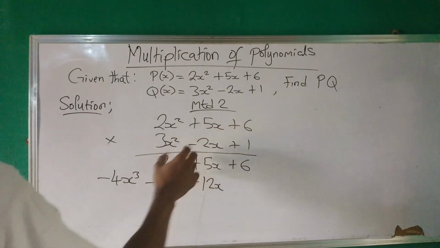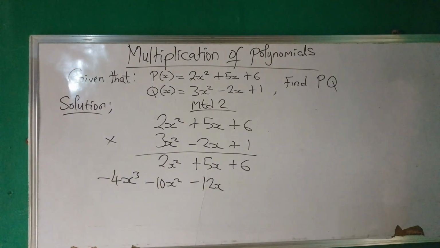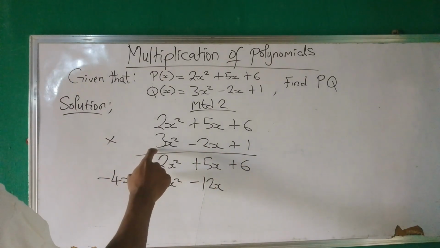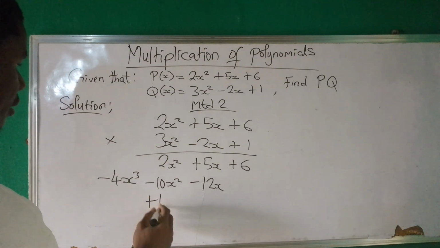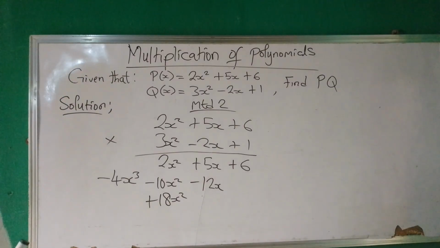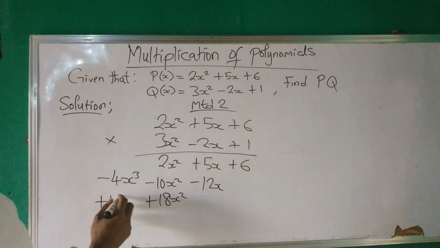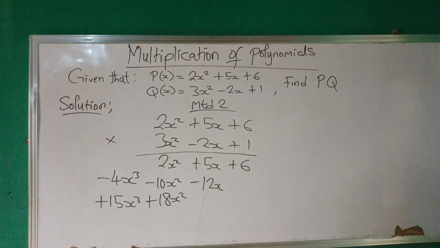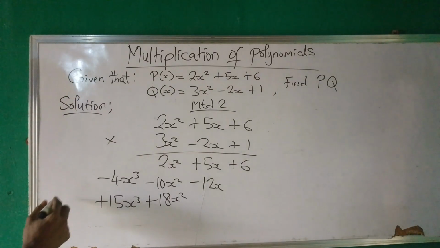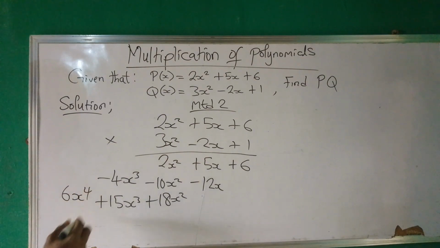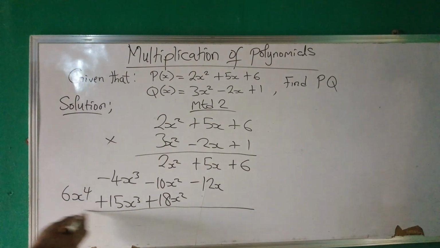We use this to multiply this and this, just like we did for these other two terms here. So we have 3x squared times 6, that gives us 18x squared. We also have 3x squared times 5x, that gives us 15x cubed. Lastly we have 3x squared times 2x squared, that gives us 6x raised to the power 4. So this is the end of the multiplication process.